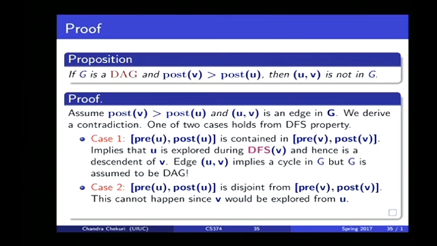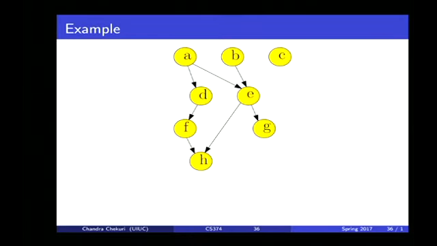So if G is a DAG and the post-visit number of V is bigger than the post-visit number of U, then UV is not in G. This is a property I'm not going to prove, but let me run an example and you will see what I'm claiming. So start exploring this DAG from some node. Let's start with B, say. If you start with B, what is the number I give it?